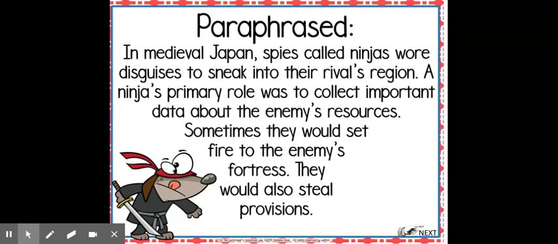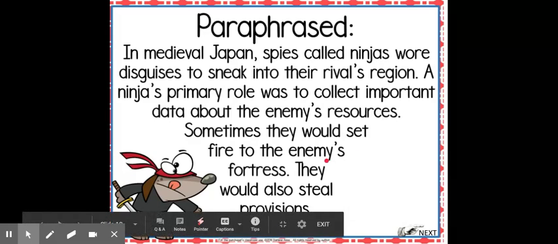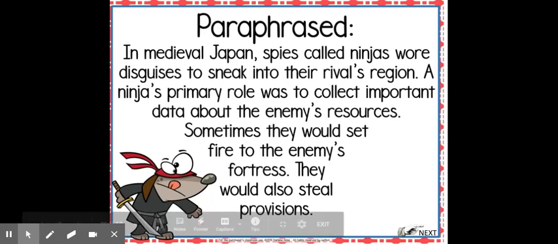In medieval Japan, spies called ninjas wore disguises to sneak into their rival's region. A ninja's primary role was to collect important data about the enemy's resources. Sometimes they would set fire to their enemy's fortress. They would also steal provisions. So, see, it's just as long as the original text, but using simpler language.